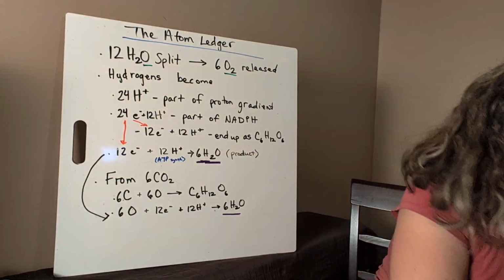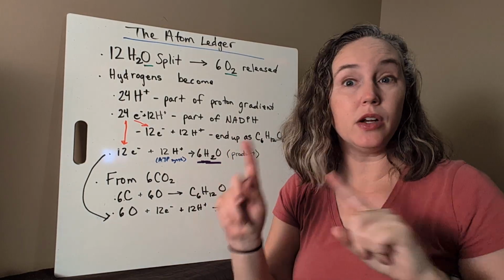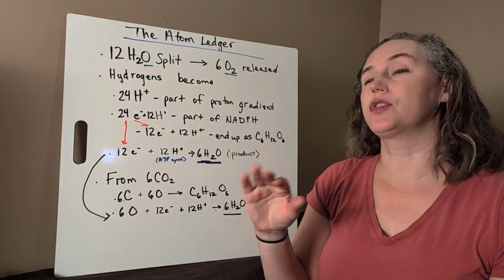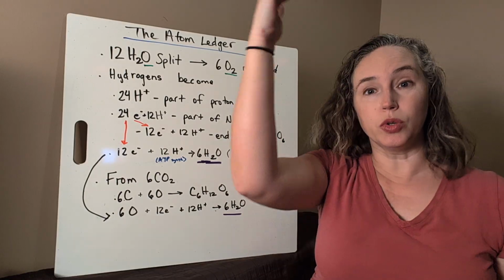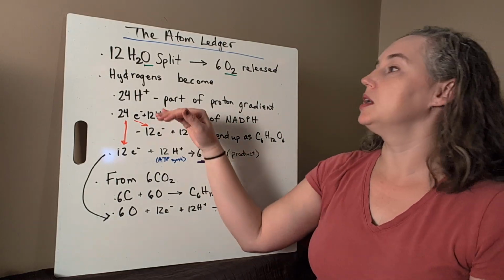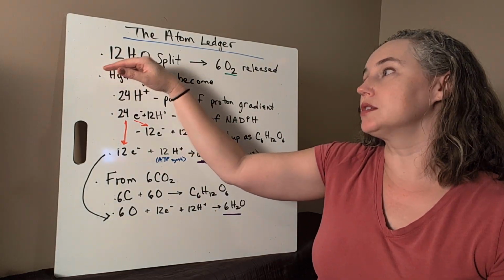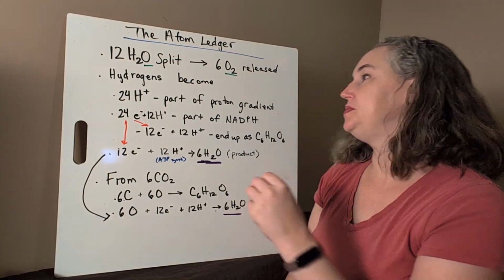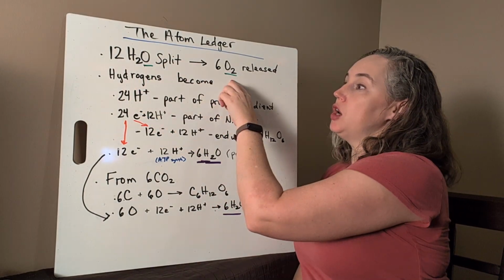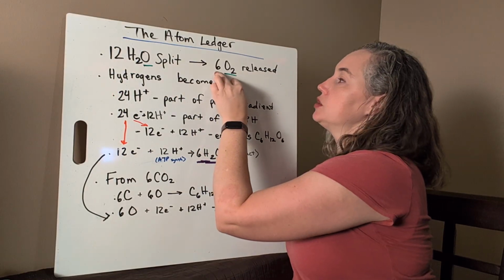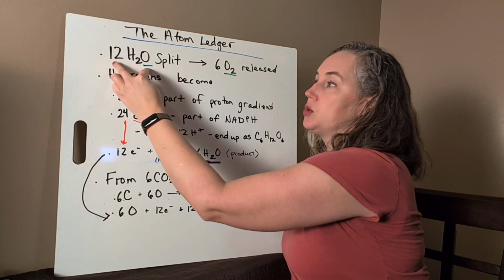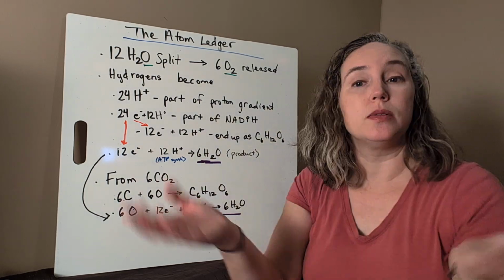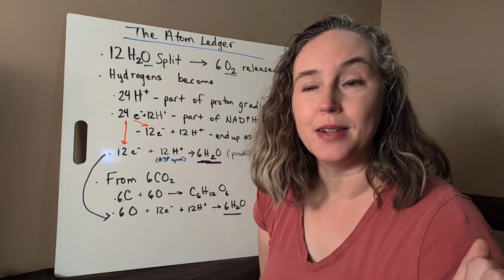So, like I said, we're taking an accounting and atomic view. So let's just go through that again real quick as we summarize and wrap up. So we had 12 waters split, or went through photolysis, at the beginning. 6 O2 were released, right? That's 12 oxygen atoms, but now they're paired up. Released, diffuse out. I'm breathing it in right now.